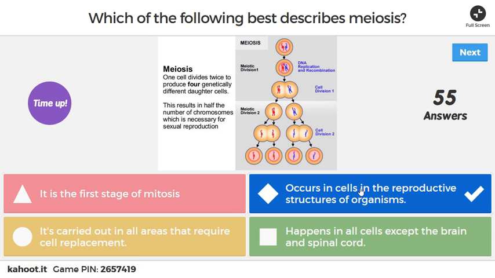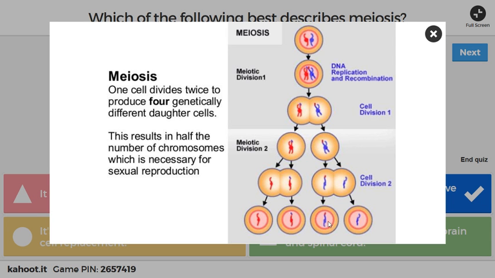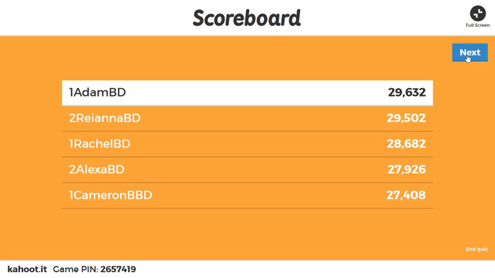All right, it's going to be occurring in the cells and the reproductive structures of organisms because meiosis is sexual, and there are 4 haploid cells here, which are the gametes. Let's take a look at the scoreboard. We still see first and second period. I don't see anybody from third period like Liam or anything. So third period, let's catch up.